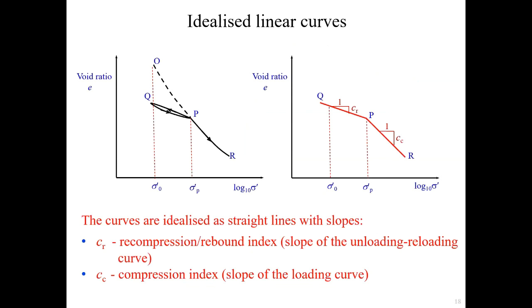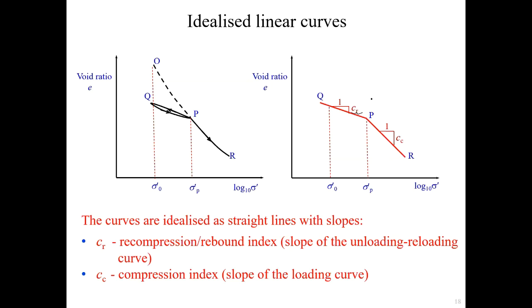This is only for your information. So the original e-log sigma prime curves could be idealized as straight lines. Previously, you see, it's a bit curvy for the QP and PR curve, but we can simplify it as two linear lines, QP and PR. And for each line, we have the slopes. Obviously, we have slope C sub R. That's called the recompression or rebound index, C sub R.